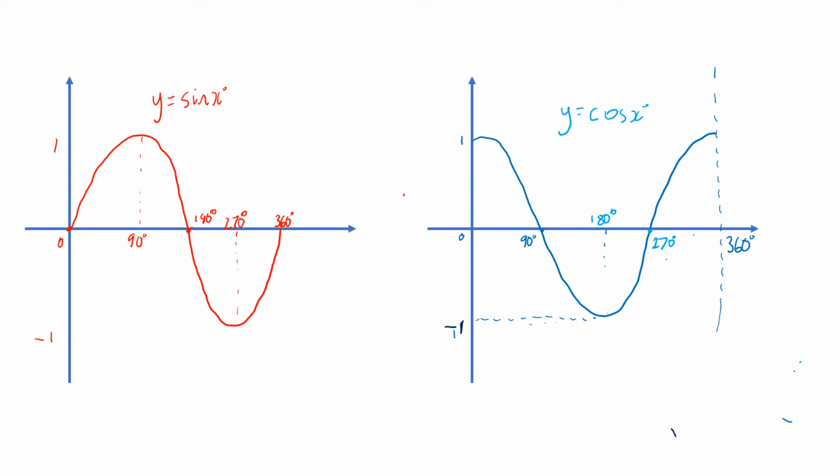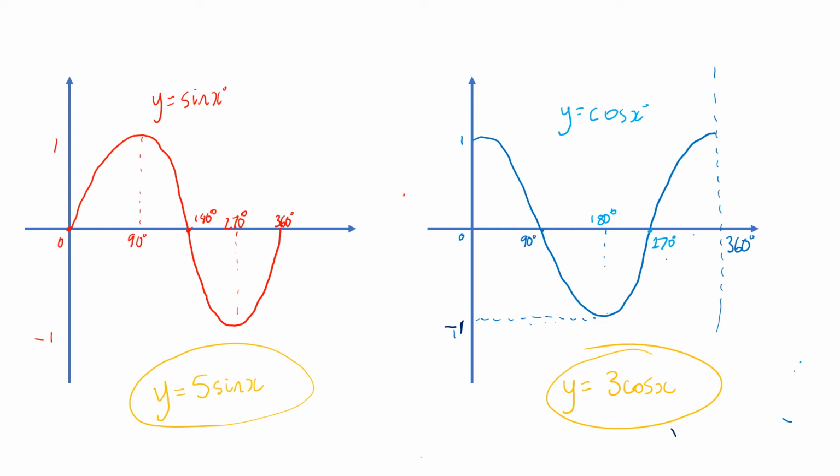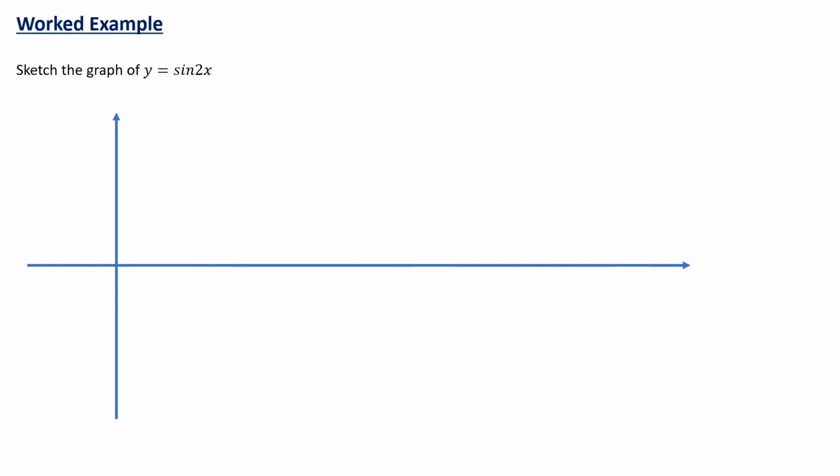And in the last lesson, we saw the impact of drawing things such as 5 sine x. It didn't affect the period, but it affected the amplitude. For example, this would go up to 5 and down to -5. If we had y equals 3 cos x, it would go up to 3 and down to -3. The amplitude would be 3, however the period remains unchanged. We're going to have a look now though at what happens when we alter the period of the function.